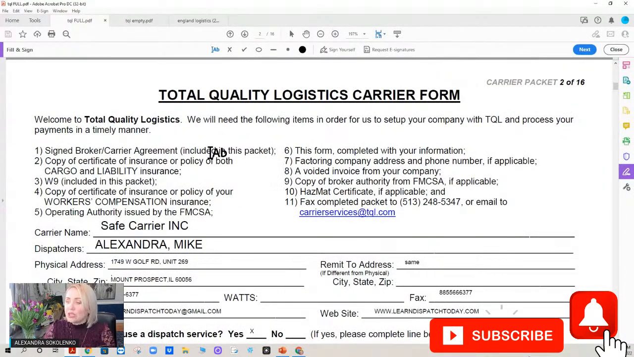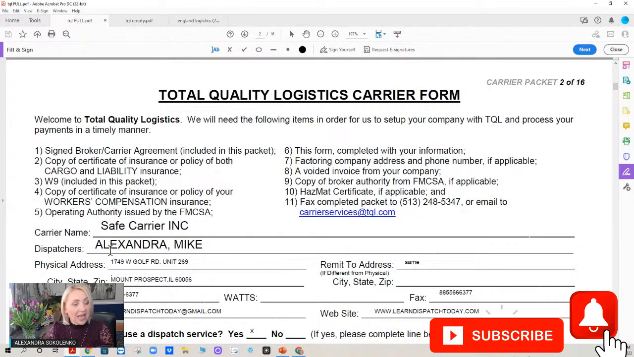You need to answer all these questions, right? You need to make sure you sign this agreement. You have to send them copy of your insurance. You need to make sure you include your W-9. If you have workers' compensation, you have to include it. You need to send them proof of your MC. This form completed. If you have a factoring company, you need to send them NOA, notice of assignment.